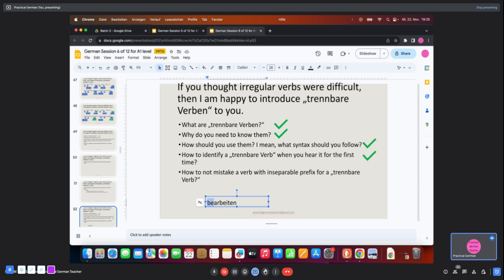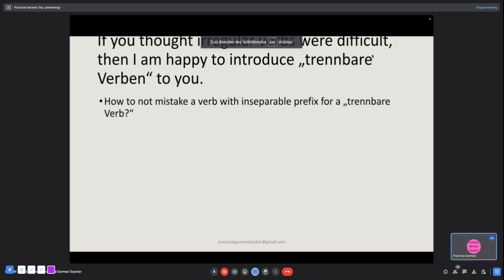So, whenever you see a prefix, don't just assume that it is a Trennbare verb. No, okay. That is something we will learn now. What does bearbeiten mean, guys? To edit. Right? To edit a report, to edit a presentation. What am I doing right now? The same thing. So how do you do that?